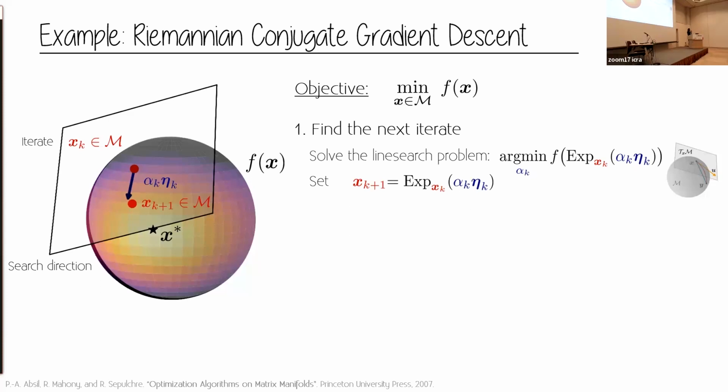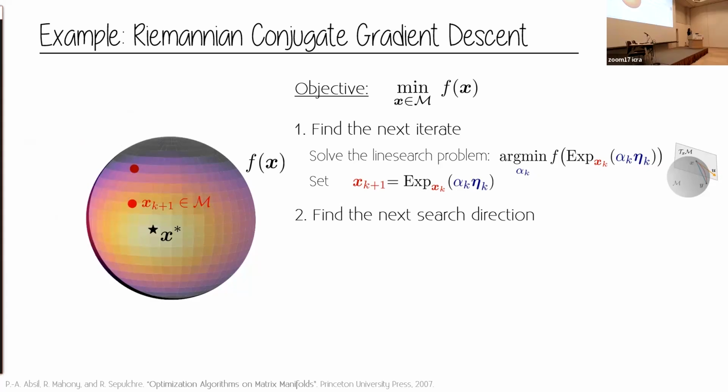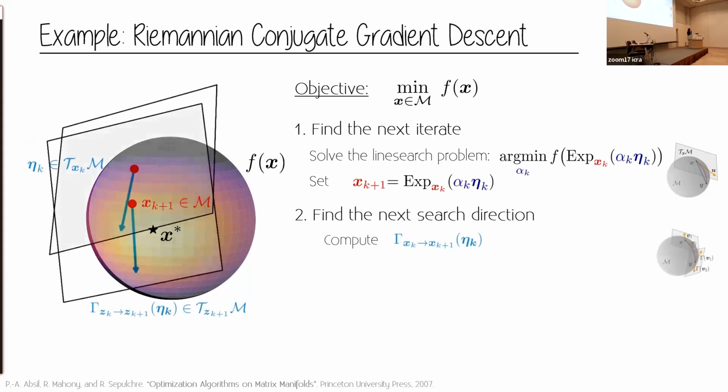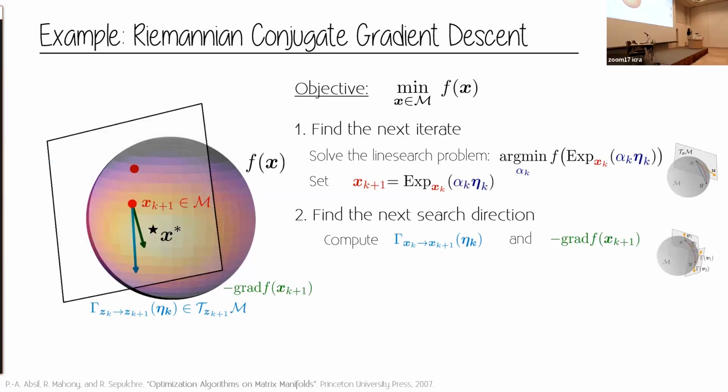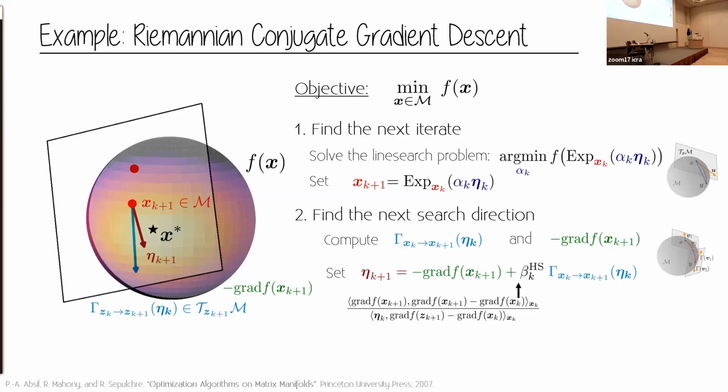Then we have the exponential map step where we are finding the next iterate, and then we find the next search direction. And what we do here is what I just told you before. We first parallel transport the previous search direction from the previous tangent space to the new tangent space of our new iterate. And then the next search direction is given by a combination of the new gradient and of the parallel transported previous search direction. And then we iterate these until we converge.